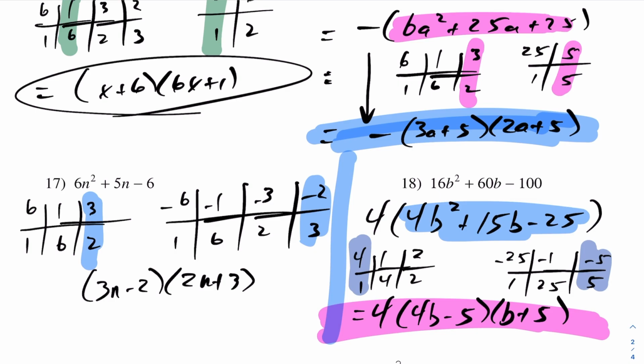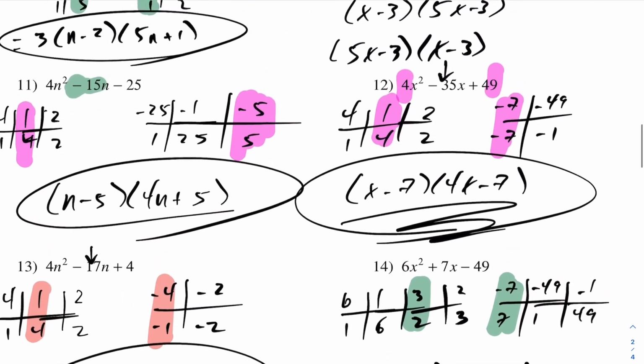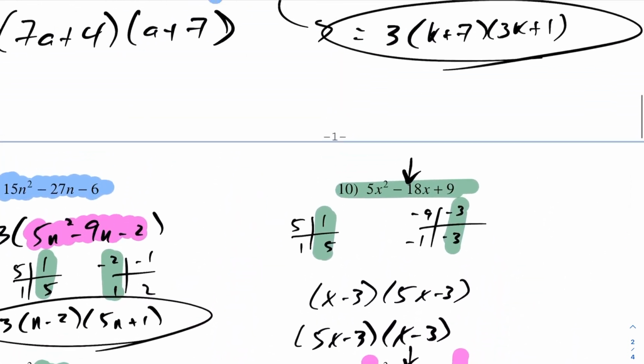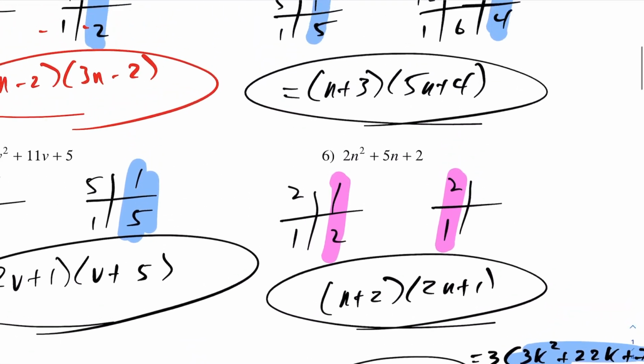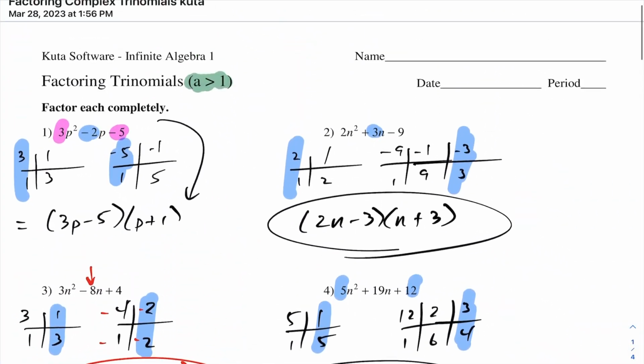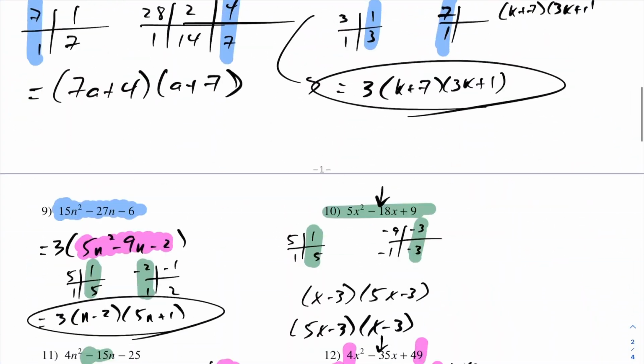So here's just 18 questions going through examples of factoring using charting, complex trinomials. You'll notice some of these we have a GCF we have to apply first, but the principle is all the same.